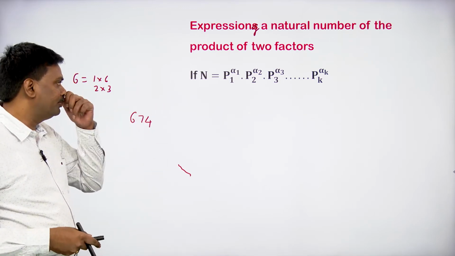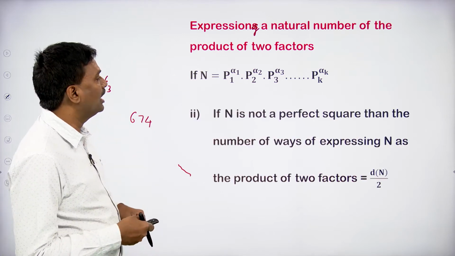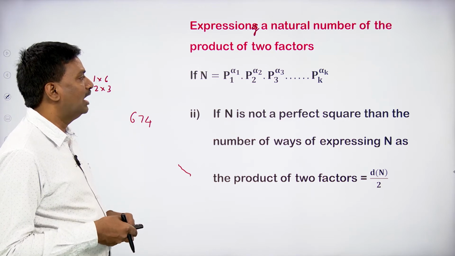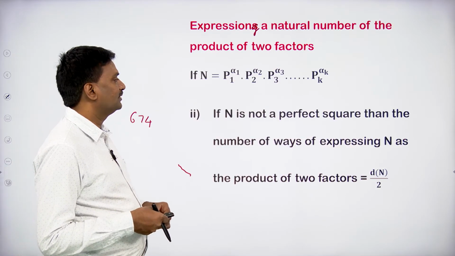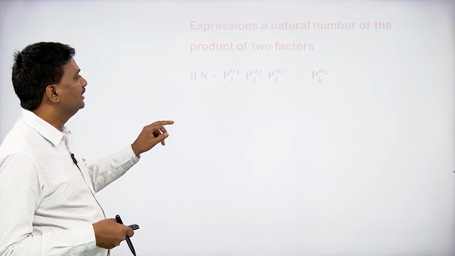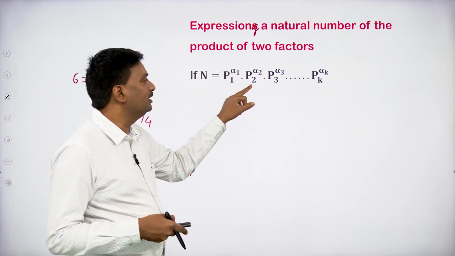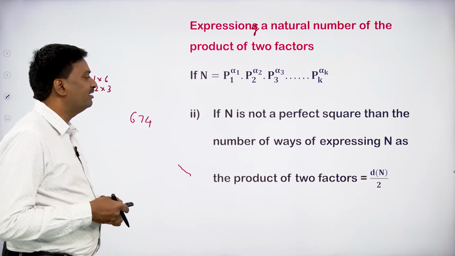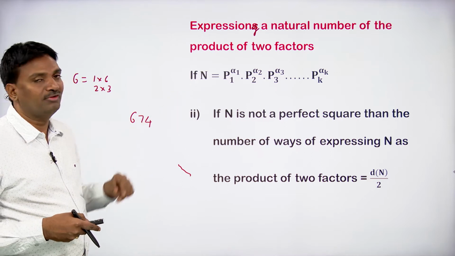So, first we have to express the given natural number like this: n equal to p1 power alpha 1 into p2 power alpha 2 into p3 power alpha 3 so on pk power alpha k. Okay. So, here actually one point is missing. Here we have p1 power alpha 1 into p2 power alpha 2 into p3 power alpha 3 into so on pk power alpha k. So, actually this is the second point. So, before this we have one point.